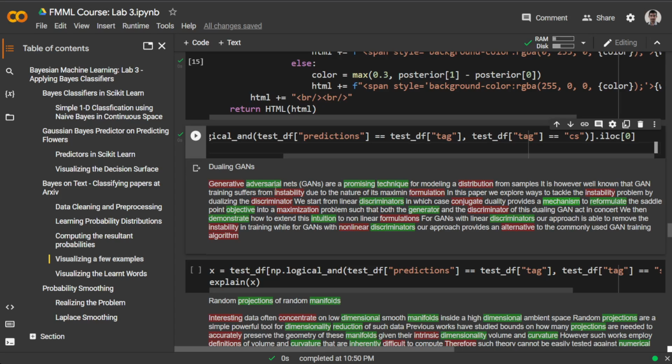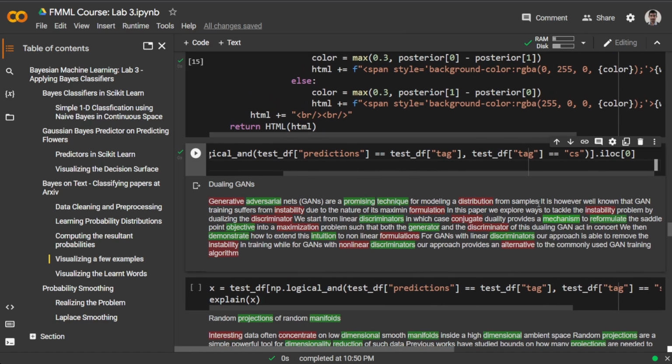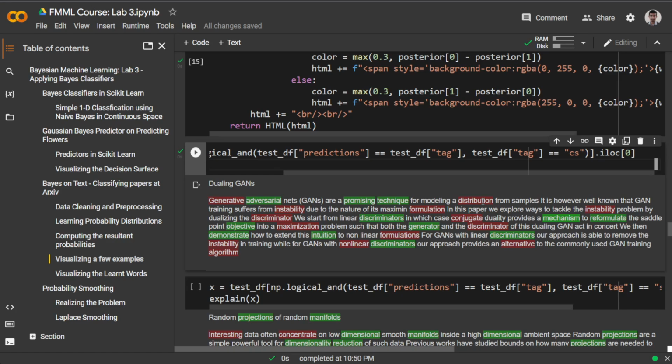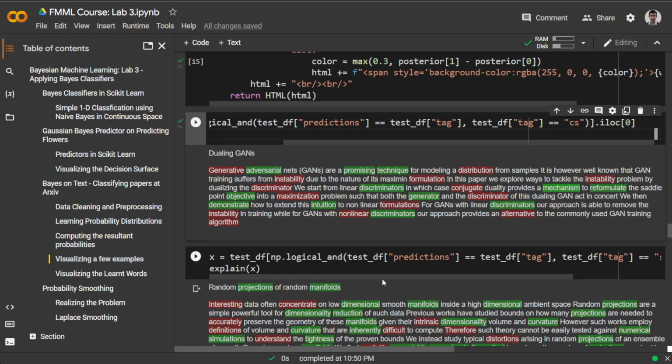In this example we can see that words like adversarial, promising, technique, discriminators, these are computer sciencey words, and these helped us guide ourselves towards the correct answer, whereas words like distribution, generative, instability are used more commonly in statistics papers, and therefore those were the words which are misguiding us.